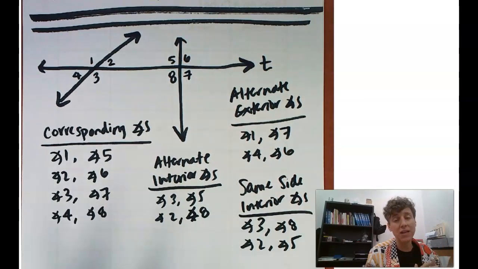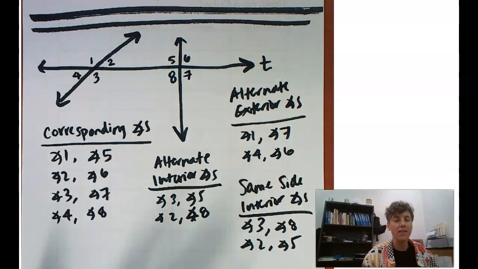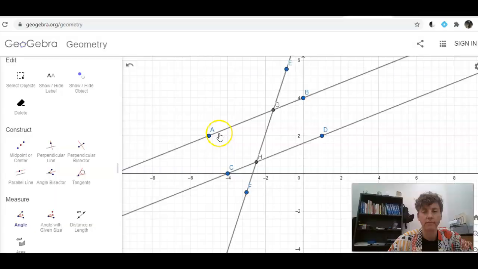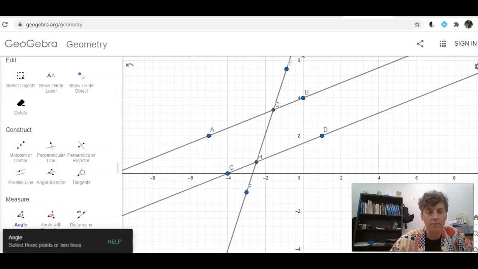Now, special things are going to happen with these angle pairs when the lines are parallel. And let's see what happens here. All right, so I have made some parallel lines here. And I chopped them with a transversal, and we're going to measure some of the angles of these angle pairs that we just talked about and see what happens when these lines are parallel.